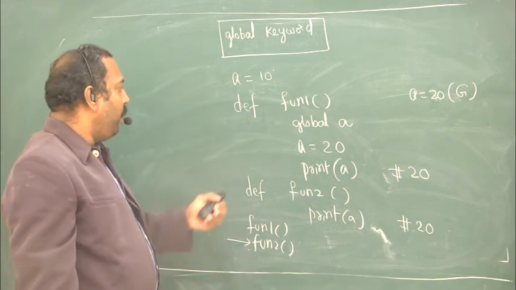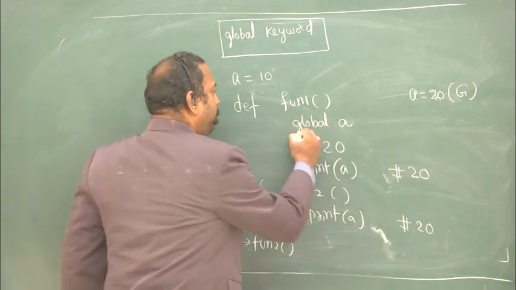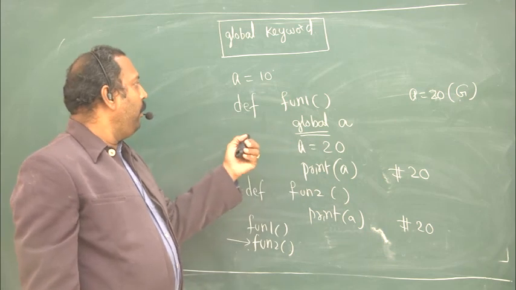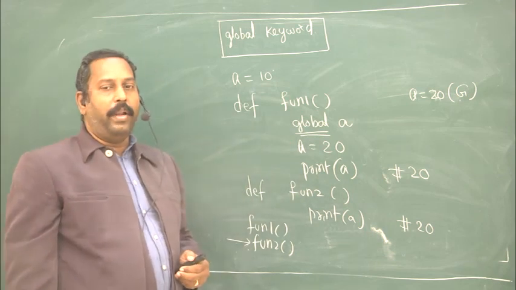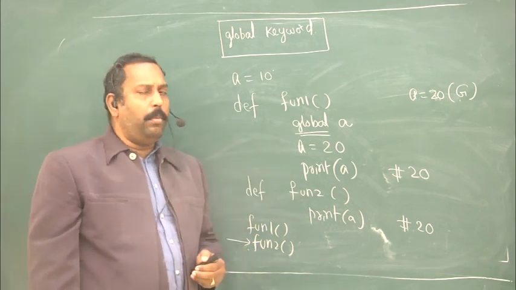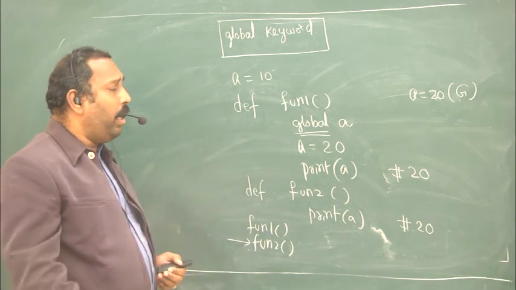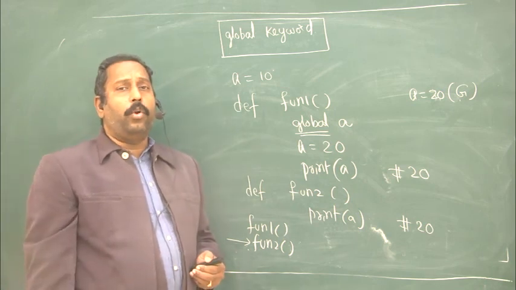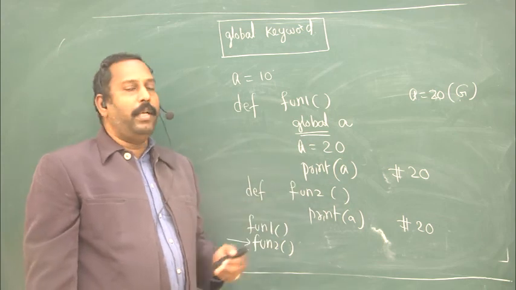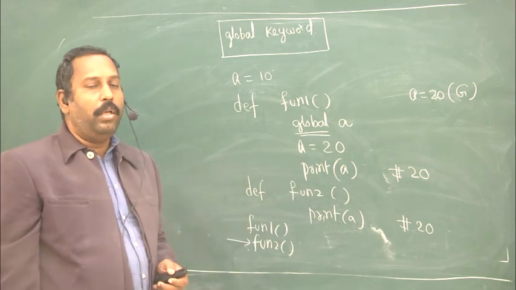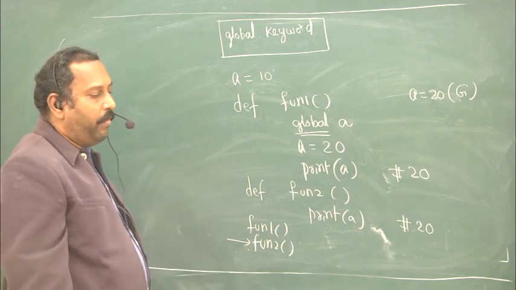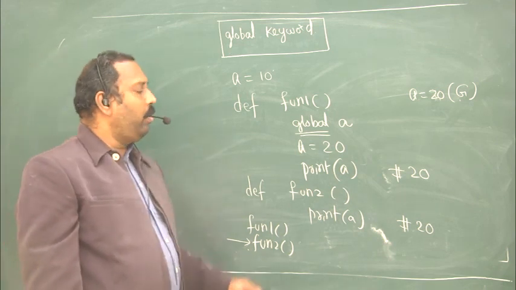That means what is the use of this keyword called global? If you want to access a global variable within the function, that you already know. If you want to modify the global variable within the function, then you have to make the local variable a global variable by using the keyword called global. So that is the advantage of using the keyword called global.